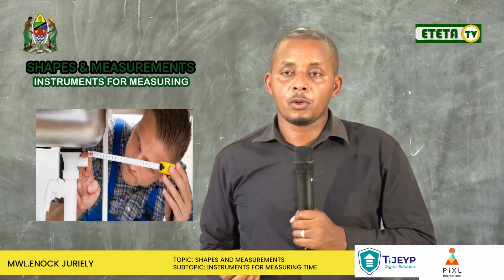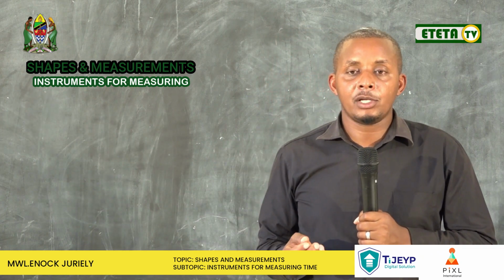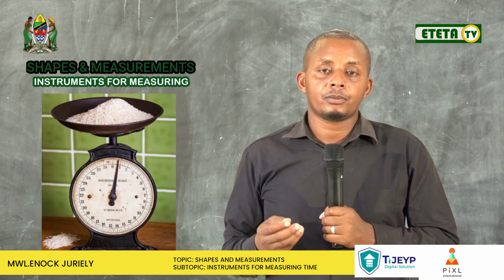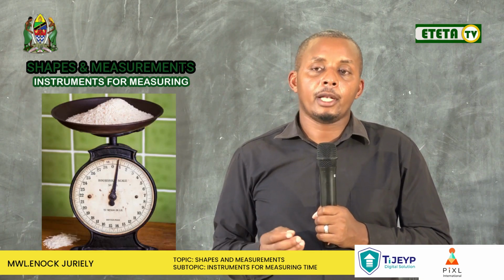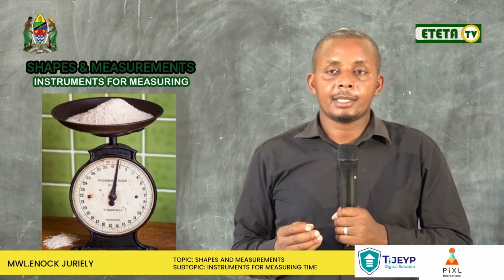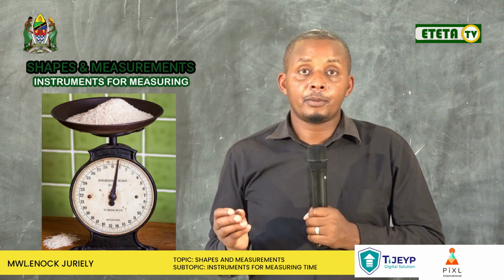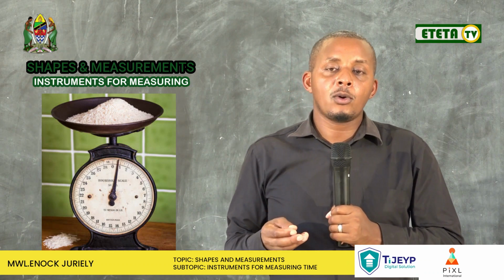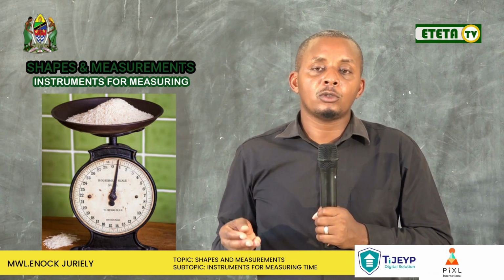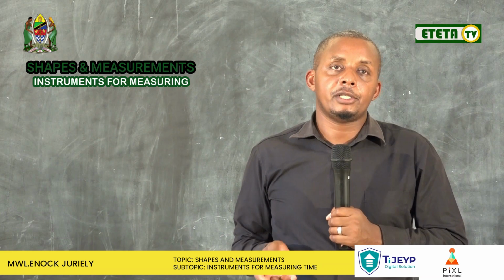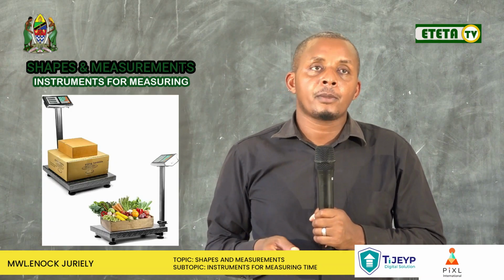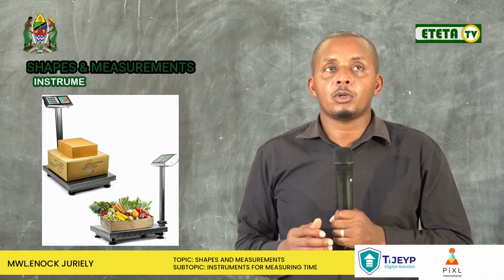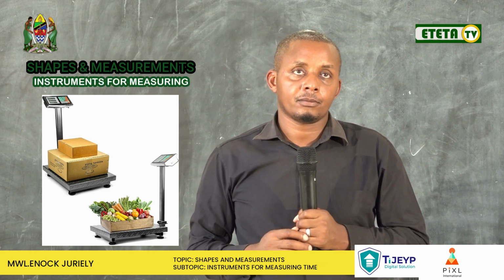Maybe you go to the shop and buy sugar or rice or cooking oil. You find that the shop seller usually measures the amount of quantity you need. So those are different places where measurement is usually applied.